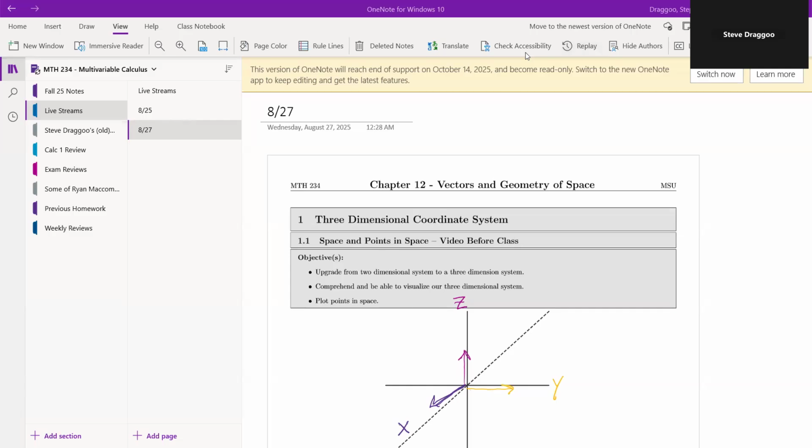All right, we're back again with chapters 12.1 and probably 12.2 as well. So we're going over the three-dimensional coordinate system, which, as you might have noticed, is one more than the two-dimensional coordinate system that you're no doubt used to. And then also a quick introduction to vectors.